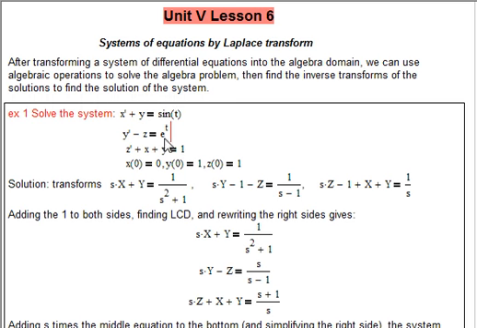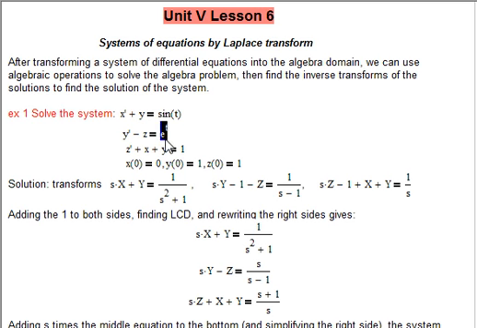Well, the transform of 1 is... I'm sorry, I'm in the wrong one. I'm in the second equation. Equals e to the t. The transform of e to the t is, that's e to the 1t, so 1 over s minus 1. So there is the transform of the second equation.